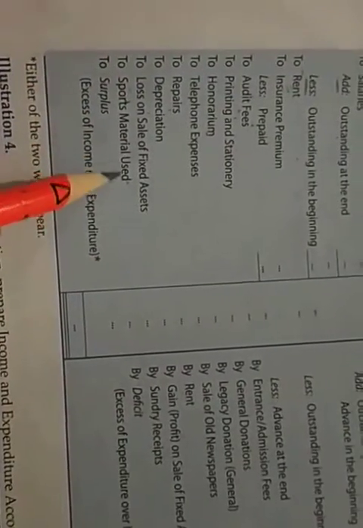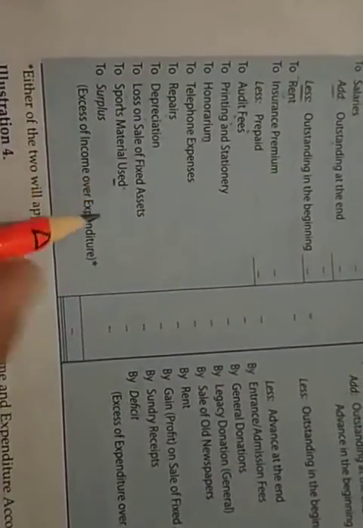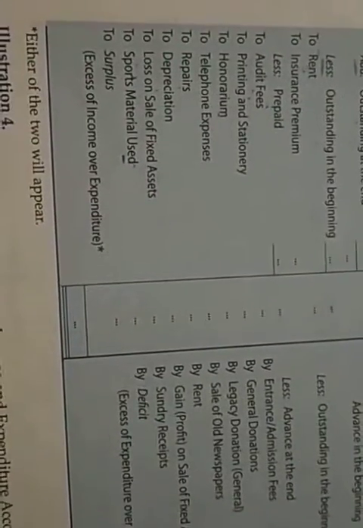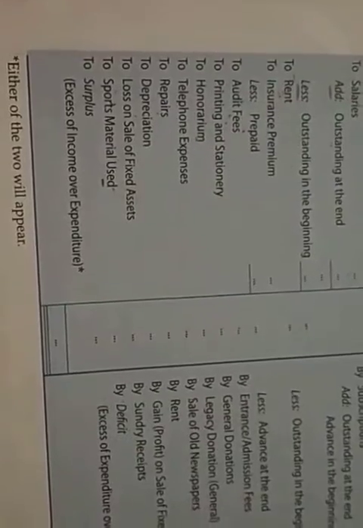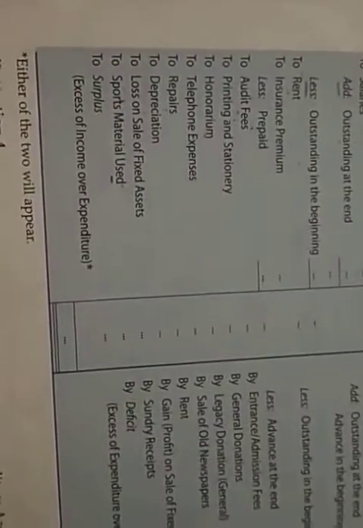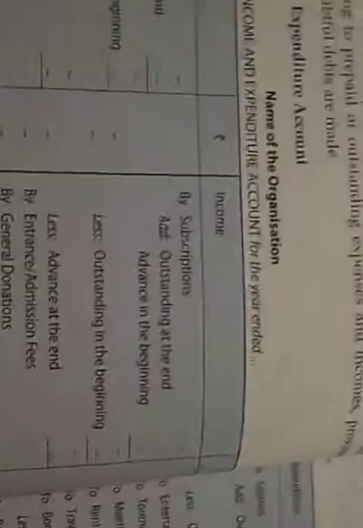Next is sports material used. The detail of this I will discuss in fund based accounting. So you just remember that whatever sports material you have used, you have utilized, will be recorded here, and the details I will discuss later on. Okay, students, and next we come to the credit side.